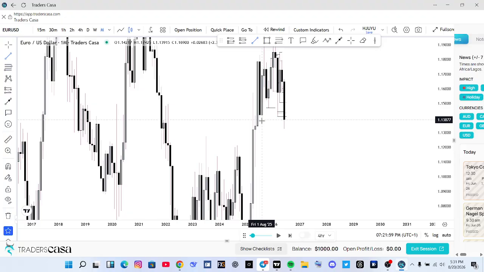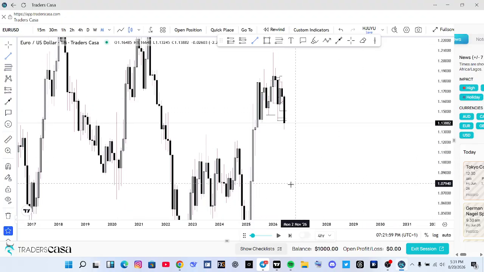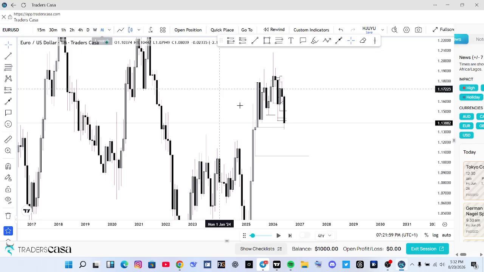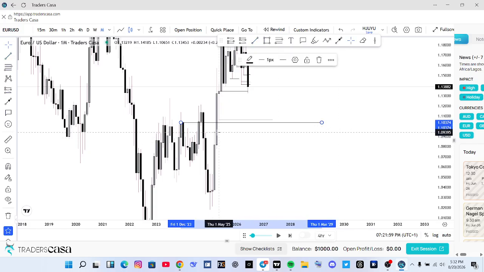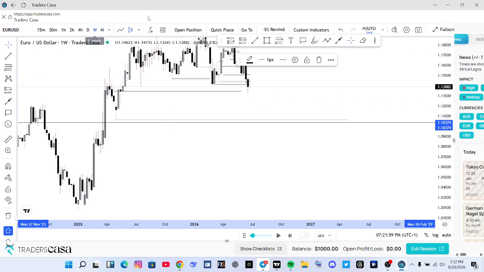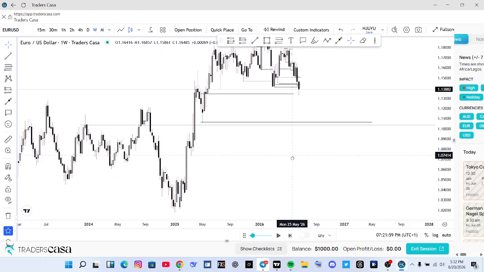This low, all these lows have been taken out. This long wick here, is it that maybe the market wants to come and take it? There's a key level here. Maybe price wants to come and take out this low and maybe use any zone here to buy, or maybe fill this fair value gap. We don't know for now. Let's go to the weekly.